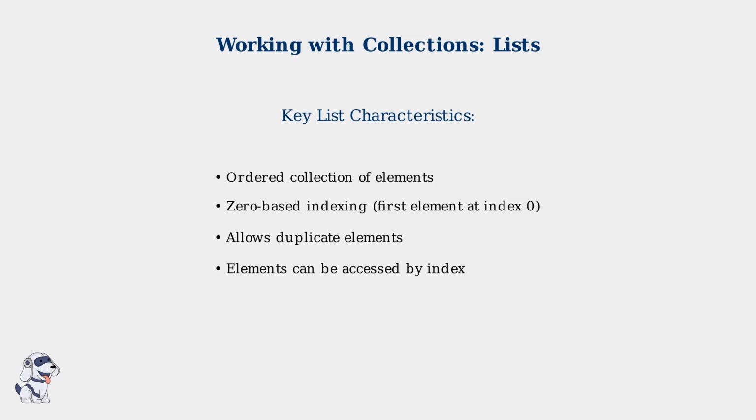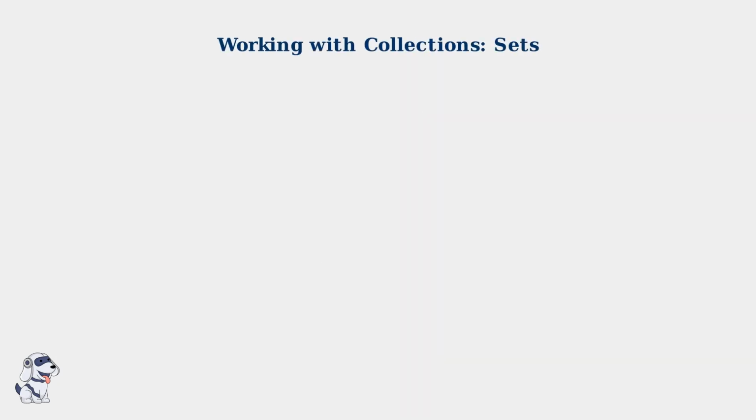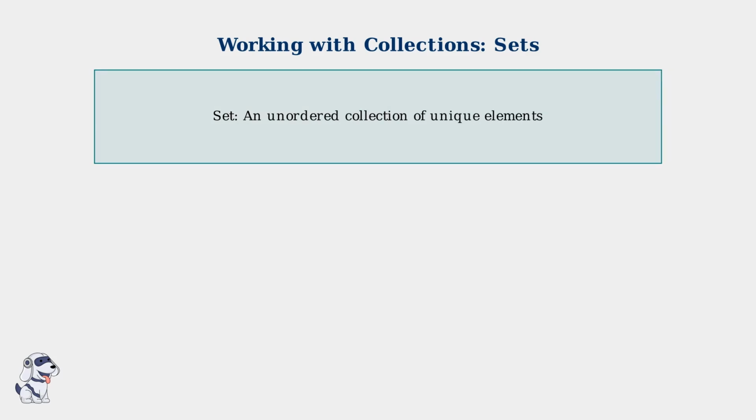Understanding lists is essential for Dart programming, as they form the foundation for working with collections of data in your applications. Sets are a fundamental collection type in Dart that store unique elements in an unordered fashion. Unlike lists, sets automatically prevent duplicate values, making them perfect for storing collections where uniqueness matters. A set is defined as an unordered collection of unique elements.